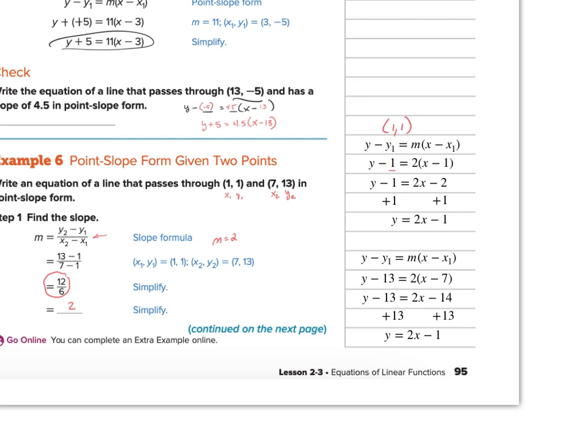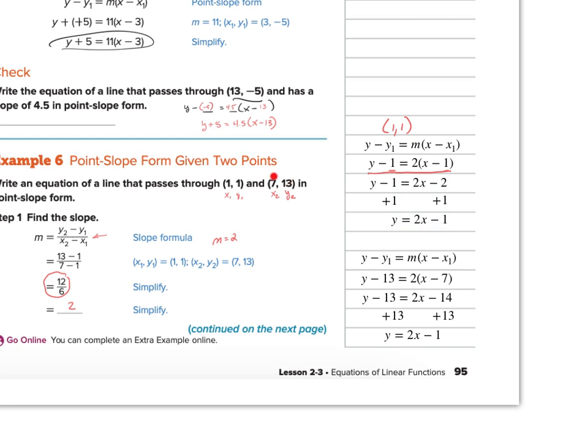So y was 1, x is 1. And now to show you that it is the same thing, I went ahead and distributed. So this is point slope form, but if I distribute and put it into slope intercept form, I distributed my 2, I added 1 to both sides, and this is the slope intercept form of the equation.